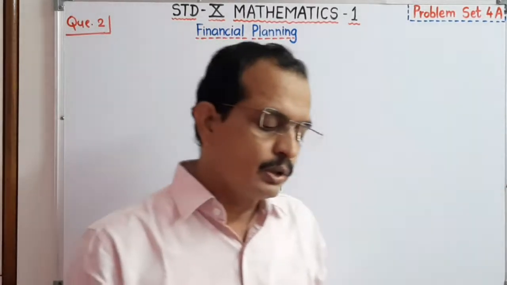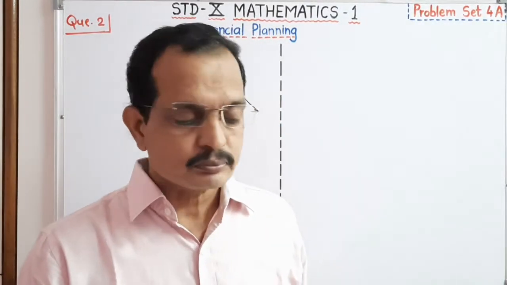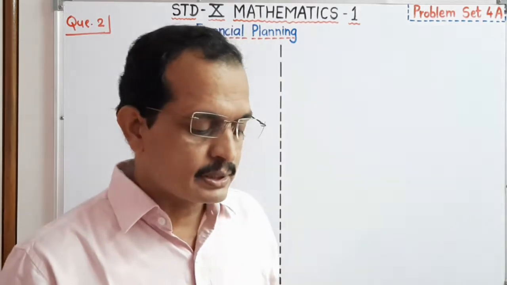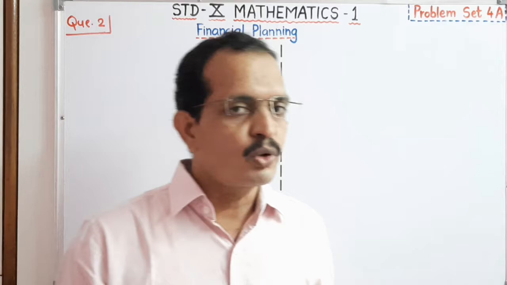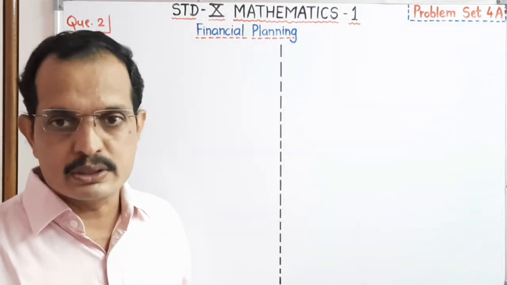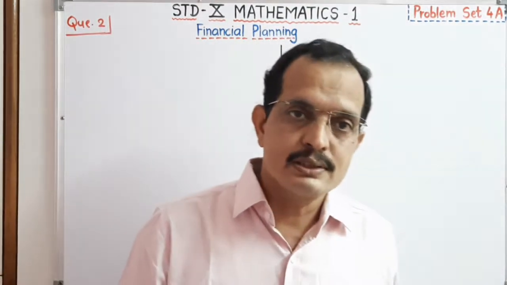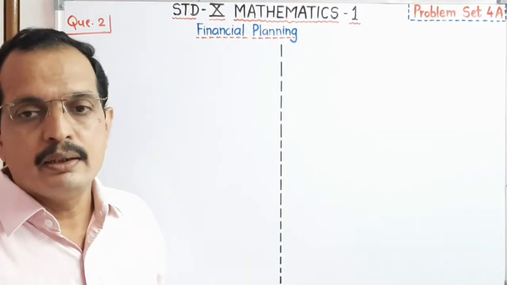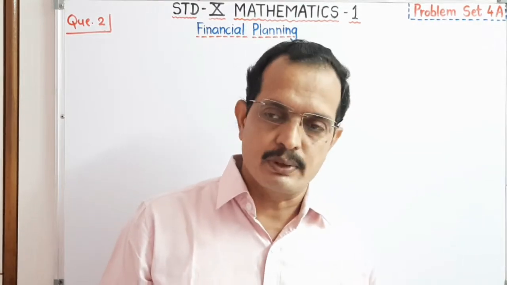Therefore, dear student, we have to start with problem set 4a. In this chapter, there are two problem sets, problem set 4a and 4b. Problem set 4b is also reduced for this year. Therefore, from this chapter, most of the topics are reduced. You have to do the limited part, and therefore do the practice of every sum from this chapter.